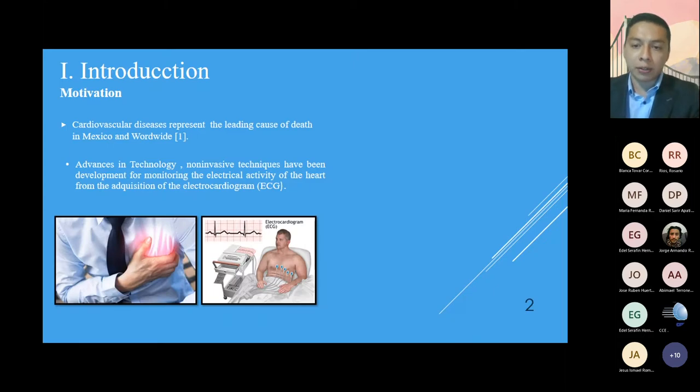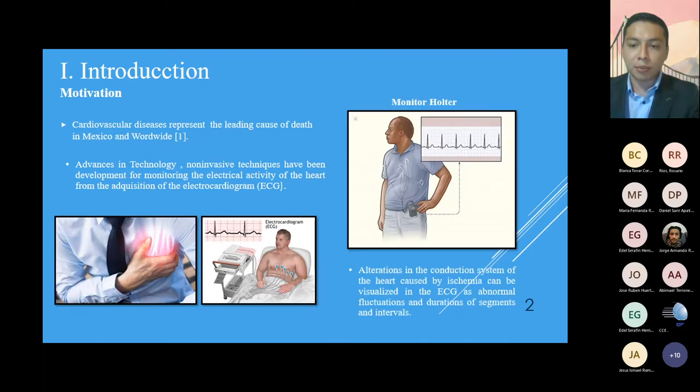According to the World Health Organization, cardiovascular diseases are the leading cause of death in Mexico and worldwide. To face this public health problem, non-invasive techniques such as the electrocardiogram have been developed to evaluate alterations in the conduction system of the heart. Despite this, certain types of arrhythmias are not always visible in records taken at rest. The Holter monitor allows ambulatory ECG monitoring for a prolonged period of time while the patients perform daily activities.